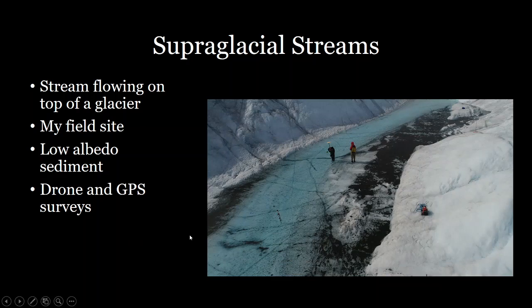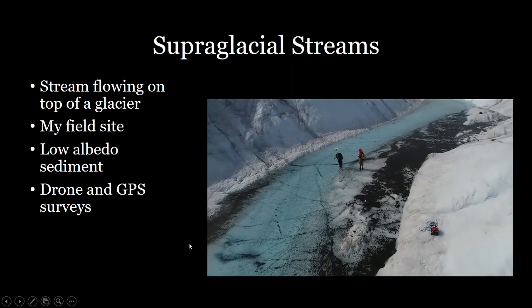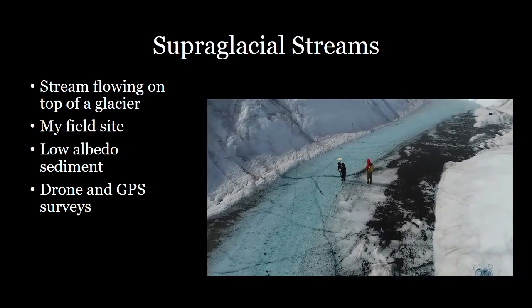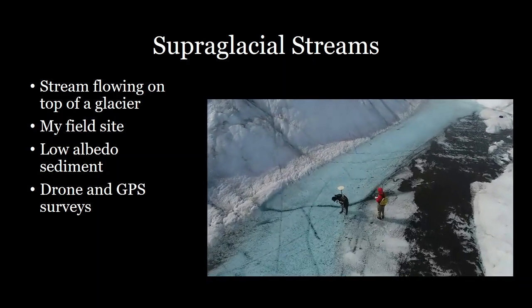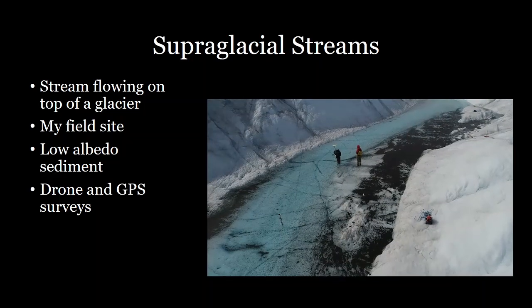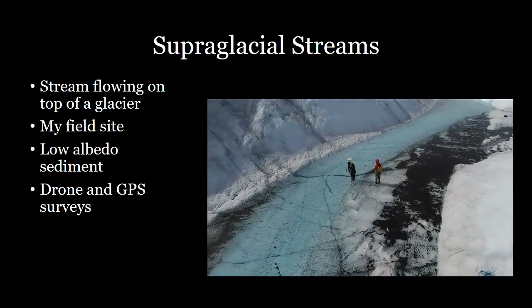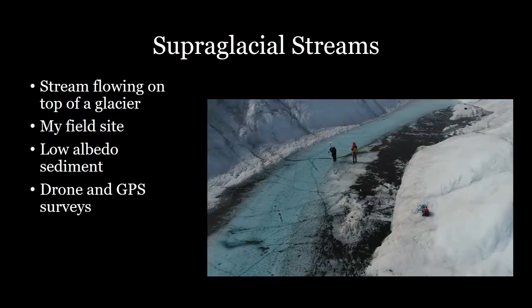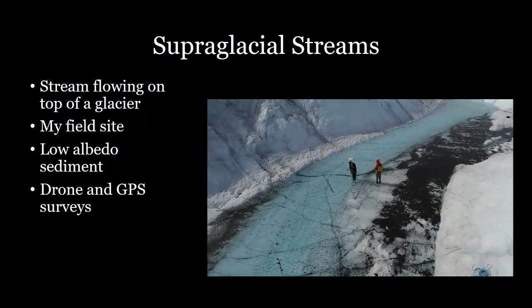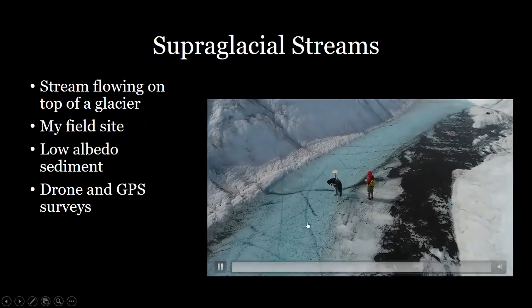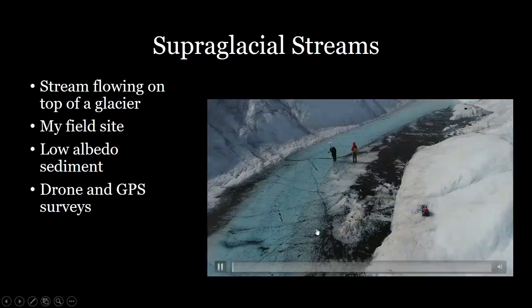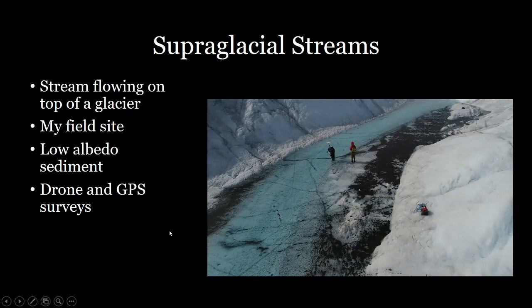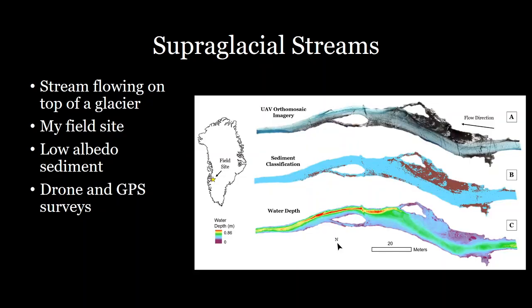And so one of the ways that we study these superglacial streams is with drone surveys. So we fly drones over the area and we use the imagery from the drones in order to make three-dimensional maps of the region. And then we also take GPS measurements, that you can see here, in order to know very detailed topography of the stream bed. And so, yeah, that's how we collect most of our measurements, with drones as well as high precision GPS. And using that information, we can make maps like this.